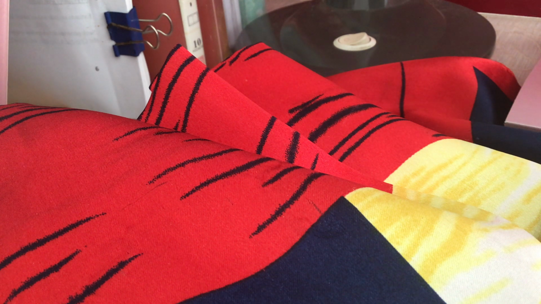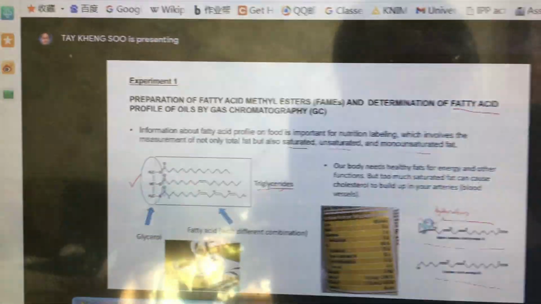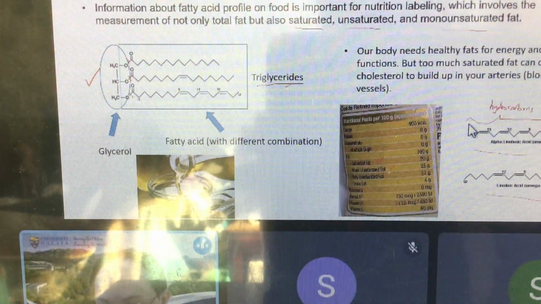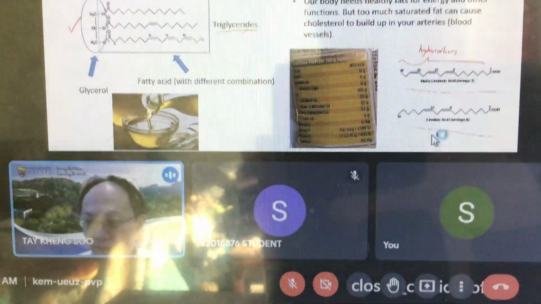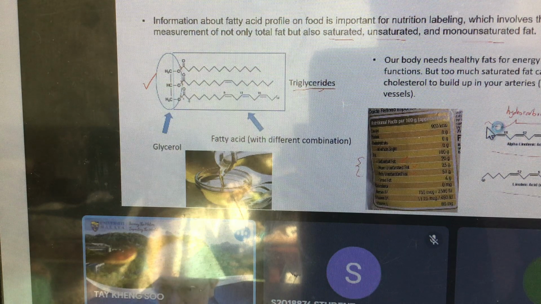Fatty acid here can be divided into saturated, unsaturated, or monounsaturated fat. If you go to the supermarket and buy cooking oil, you can look at the ingredients. Most of the time they will label it as saturated fat, monounsaturated fat, and polyunsaturated fat. This is very important to our health.